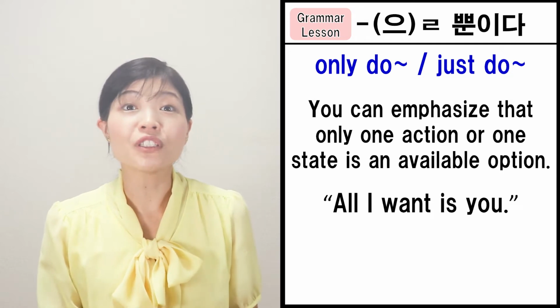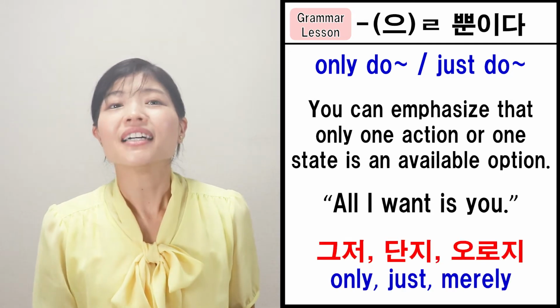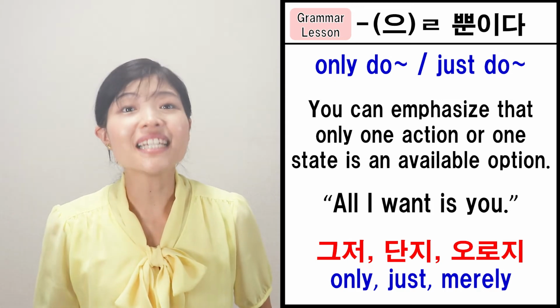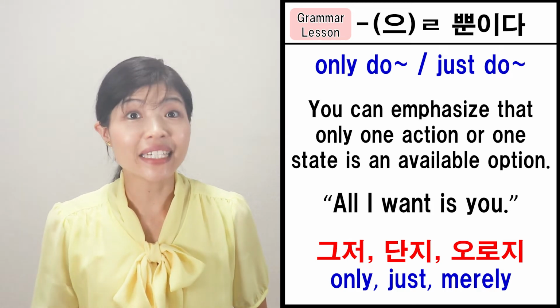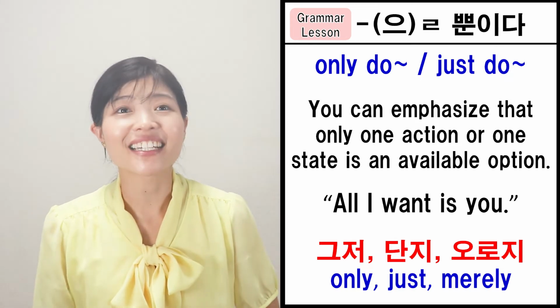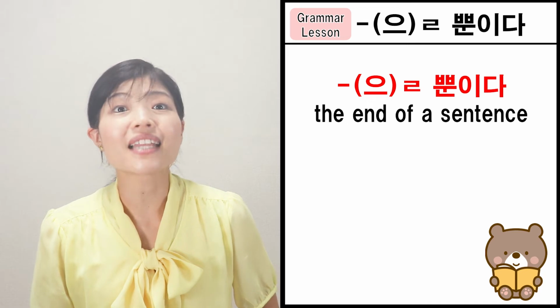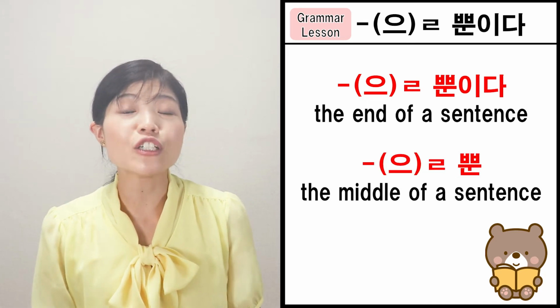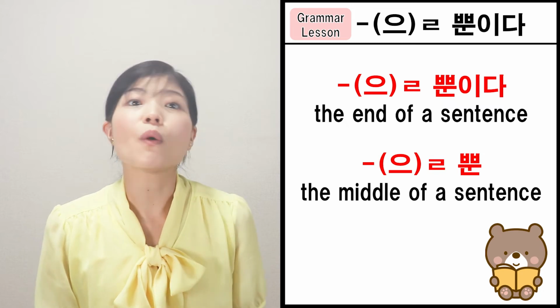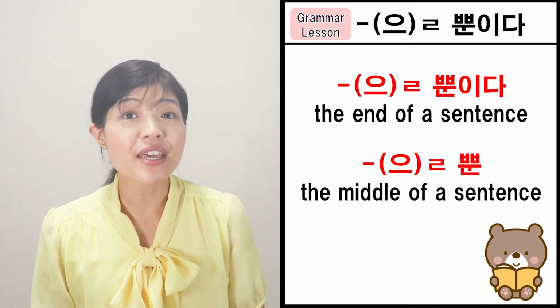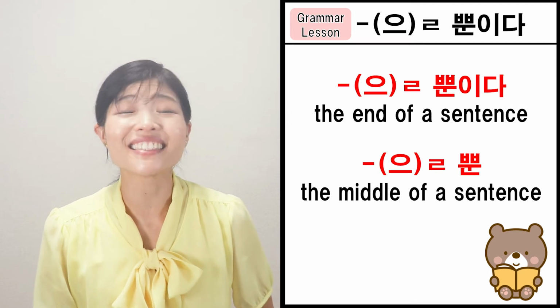In addition, words such as 그저, 단지, and 오로지, which mean only, just, or merely, come before this grammar to emphasize the meaning. You can use 으, 리을 뿐이다 at the end of a sentence, right? You can also use 으, 리을 뿐, only do or just do, in the middle of a sentence. I will tell you about this usage with an example sentence later.